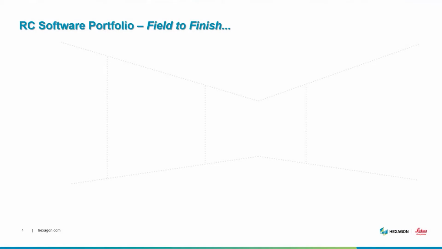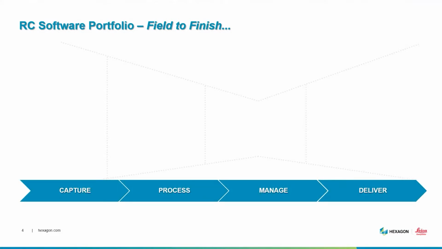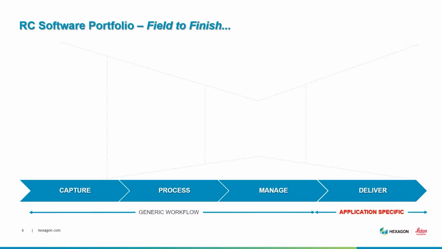So I'd like to start off and explain this journey from field to finish with our products. We have four main stages of our process: capture, process, manage and deliver. The first three form part of the generic workflow, and the last one is the application specific stage. Within the capture area, we've got the reality capture hardware, which is the P series, the RTCs, the BLKs, the mobile mapping, the UAVs, and the backpack solutions.